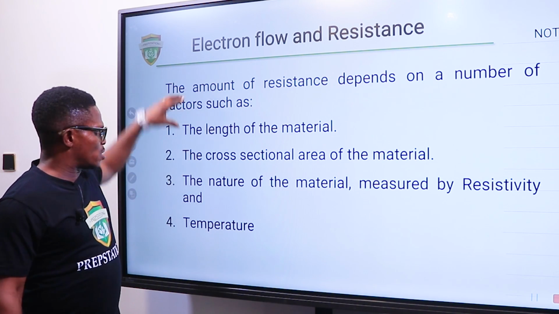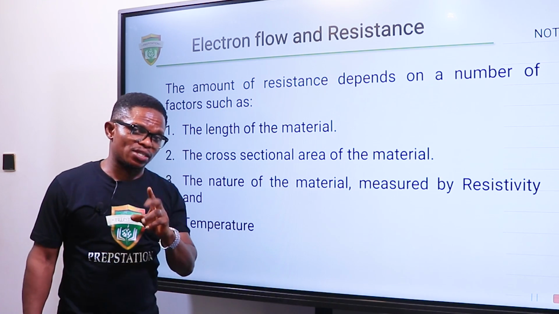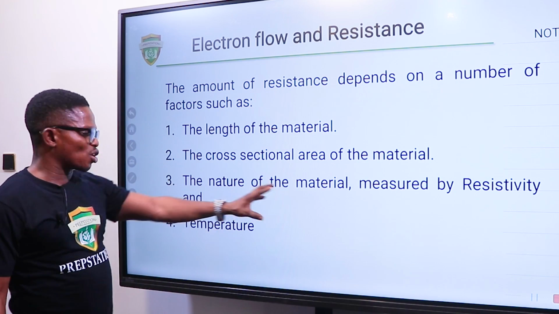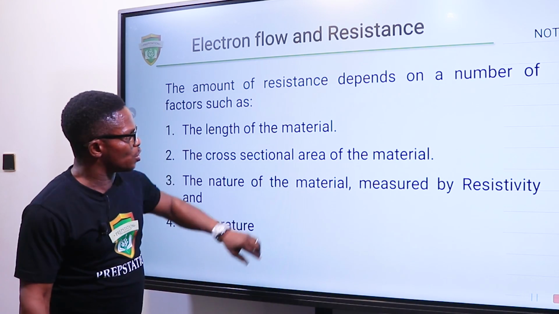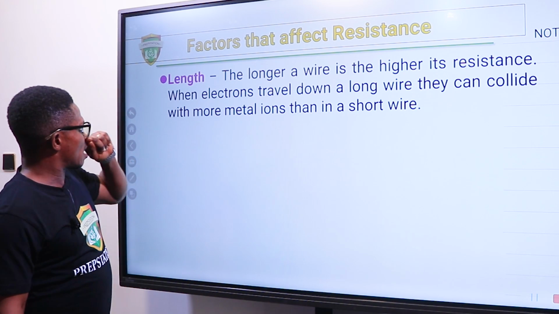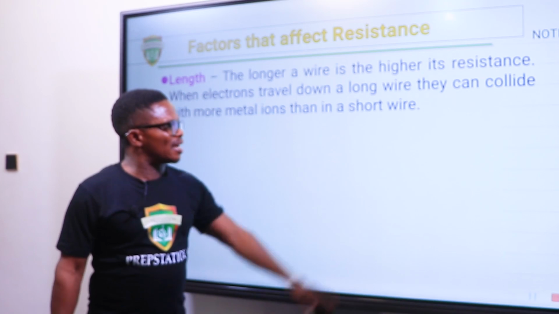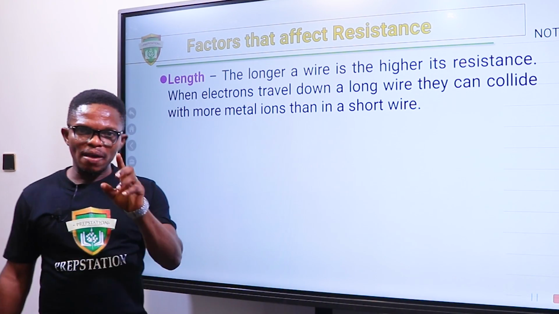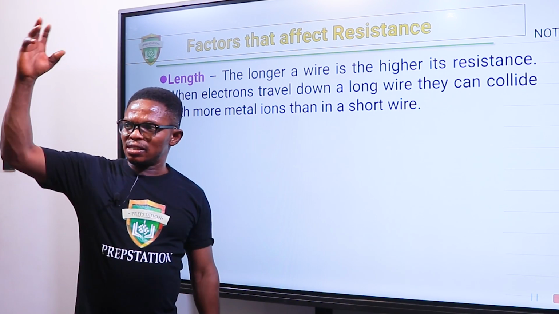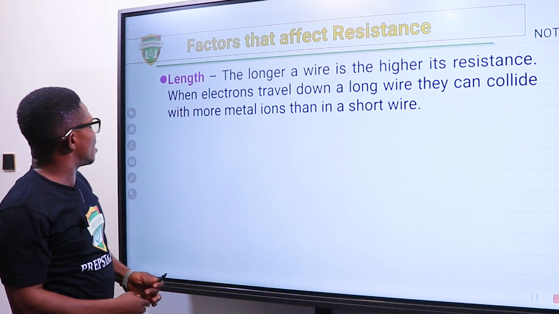So resistance in a circuit is affected by 4 factors. Take note of that. Number 1 is the length of the material. Number 2, the cross-sectional area. Number 3, the nature of the material. And then lastly, temperature. Now, how does this affect what we are talking about? Factors that affect resistance. Number 1, length. The longer a wire is, the higher its resistance. Remember, resistance is the opposition to the flow of current. So if resistance is increasing, it means current is decreasing. It's an inverse relationship.